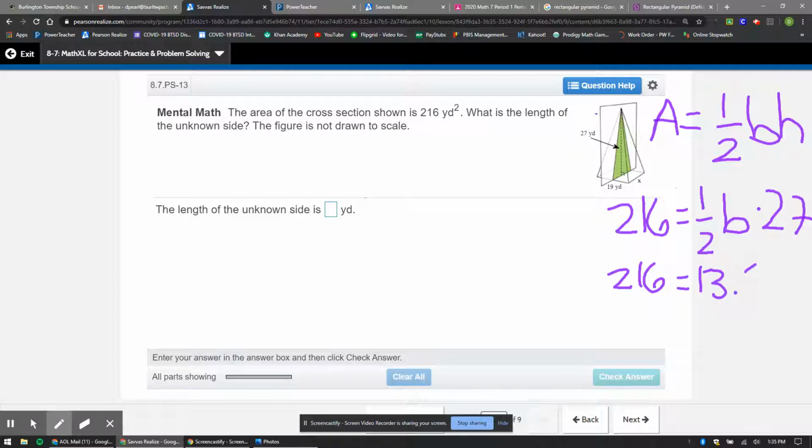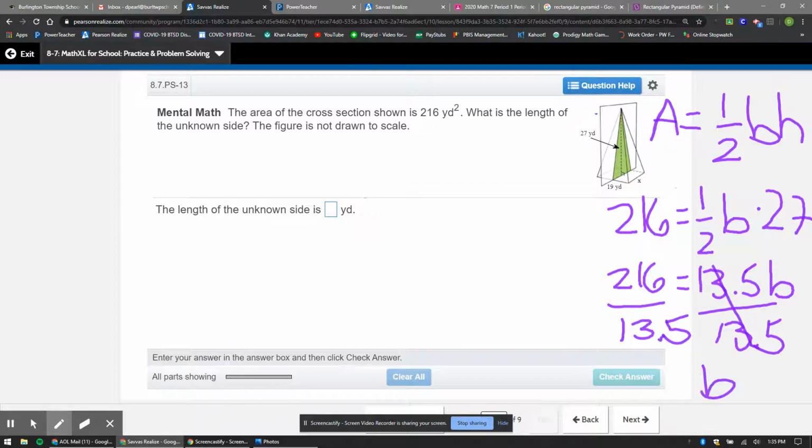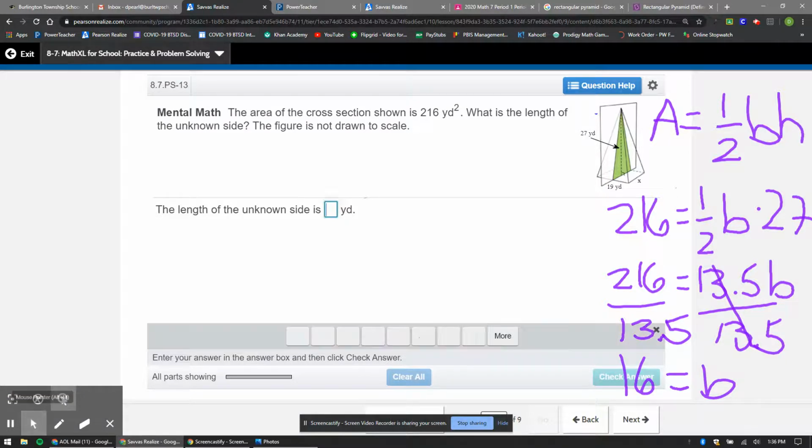13.5. And we're bringing down the base. Now we have a one-step equation. All we need to do here is divide both sides by 13.5. And our answer is 16. Let's type it in.